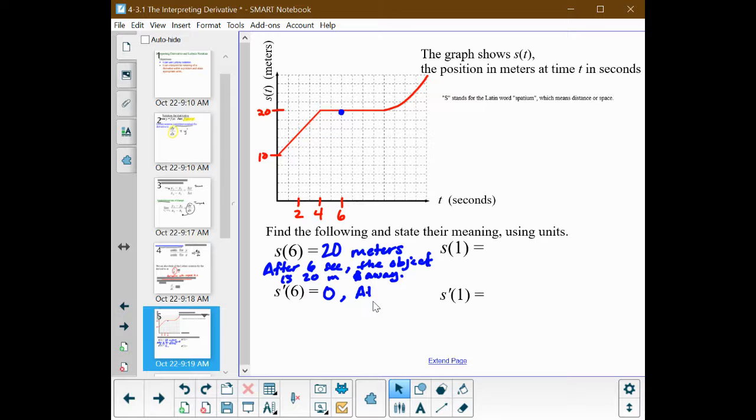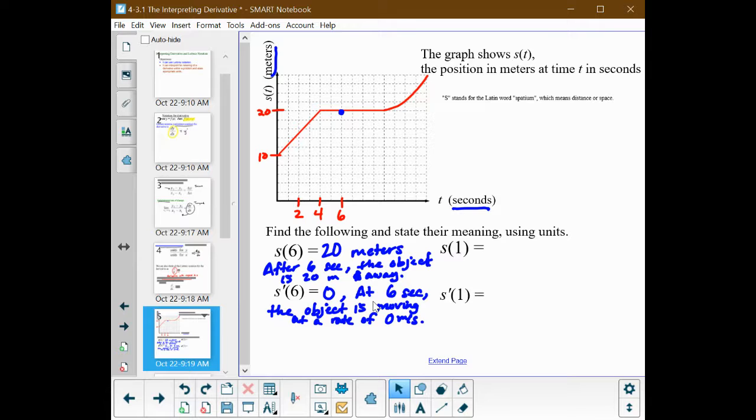So at 6 seconds, the object, whatever it is, is moving at a rate of 0 meters per second, which in this case means it's not moving, but we want to make sure it's still described as a rate, and we have those units in there to make sure that we've articulated that we know the derivative is a rate and the units are meters per second. So just like we talked about with Leibniz, our dy over dx.